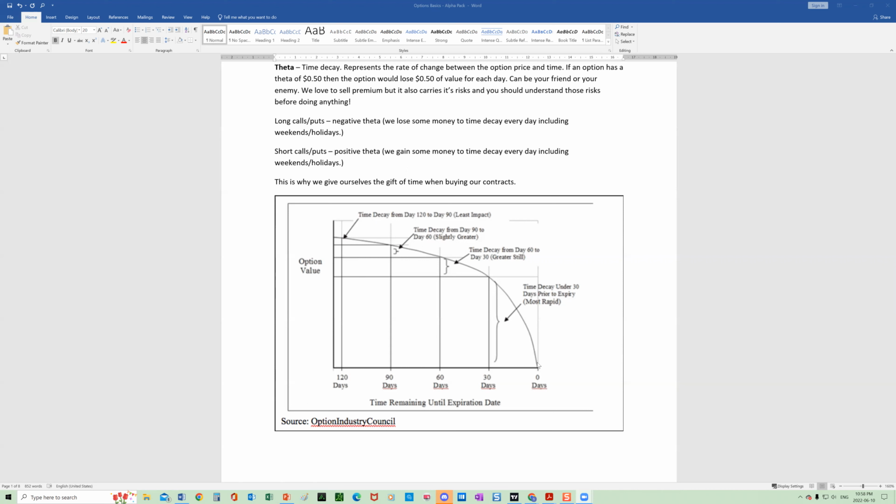Okay, so think of it this way. Think of time decay in your option as if you have an ice cube in one hand and you have a hair dryer in the other, right?